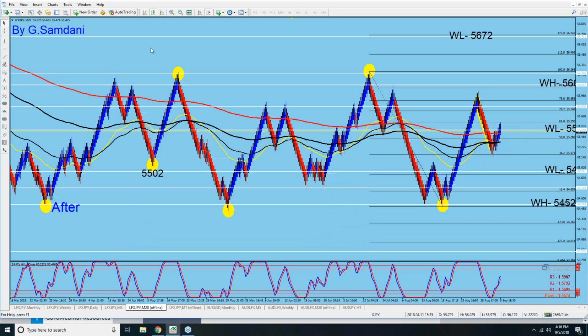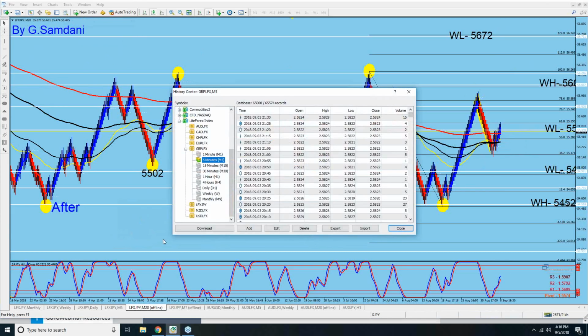So this is the yen index, right? Now, what happens if you don't have enough data? What you need to do is go here to tools, and then history center, and for example we need to do yen. Your yen index is a light forex index, right? Open that up, and then you will see the yen right here. Double click on that, and then you see this 1 minute, 5 minute, all this. So for 5 minute, you've got all these candles of data, right?